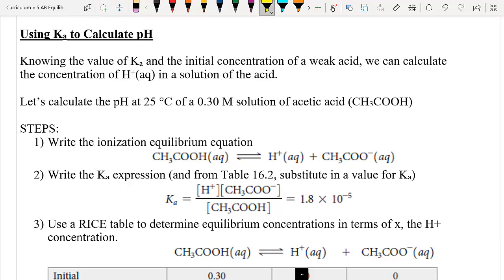So let's just say we want to know the pH of a 0.30 molar solution of acetic acid. Well, the 0.30 molar, let's remember, this is the concentration of our acid initially. Okay, so that's the starting value. pH is going to be the pH of the solution once it has come to an equilibrium. So it's pH at equilibrium.